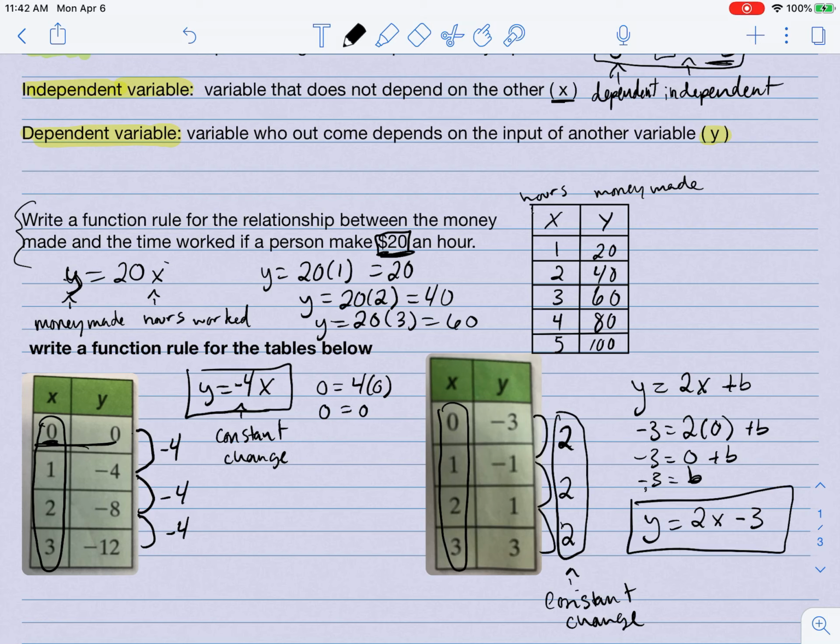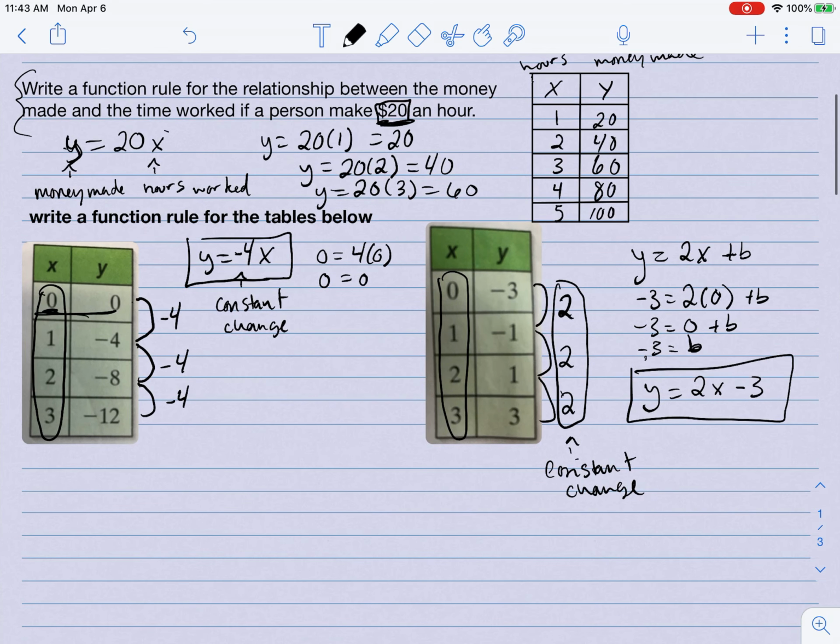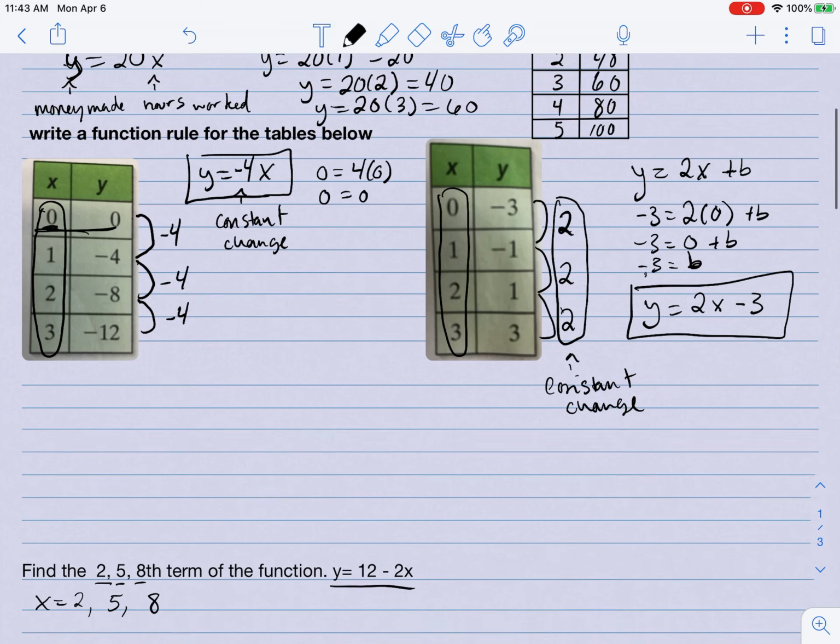So if you'll notice, it is pretty similar to writing a variable expression with sequences. Now it's just in the form of y and x, instead of term number n is equal to whatever that constant change is times n.